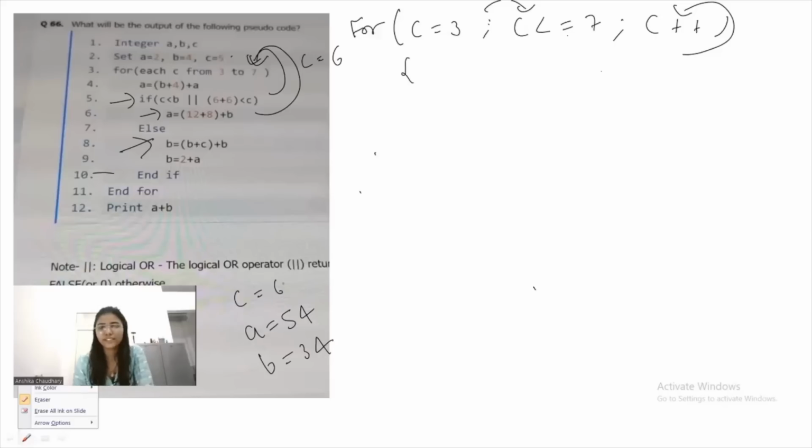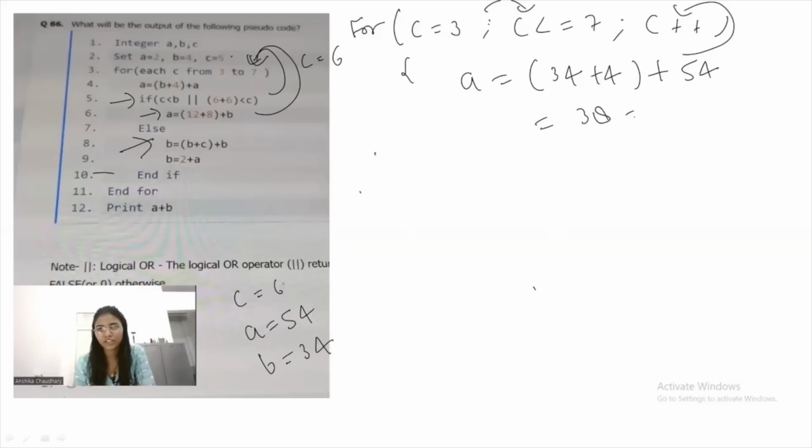All right. So C value is 6. 6 is less than equals to 7. The condition is true and we will change the value of A. B plus 4. So B value was 34 plus 4 plus A. A was 54. So it will become 38 plus 54. So the value of A will become 8 and 4, 12. Carry 1 and 5 plus 4 is 9. So A value is 92.